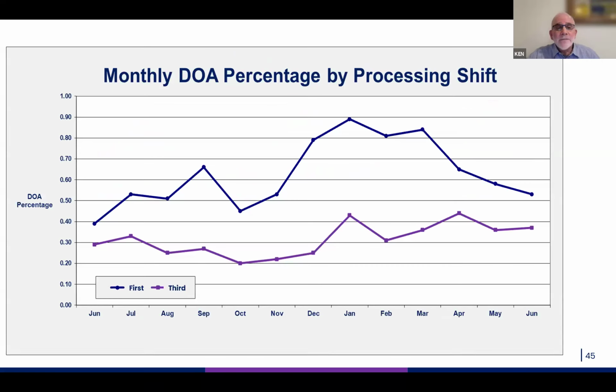Now, this was complex specific information. We looked at DOA percentage by processing shift, and we saw that there was a difference between first shift and third shift. So those birds that were processed on first shift and caught overnight in the coldest part of the day or night had higher DOA. So again, they were being negatively impacted by the weather and time of day. And you can also see in the coldest months of the year, that number went up even higher than it did during warmer months of the year.